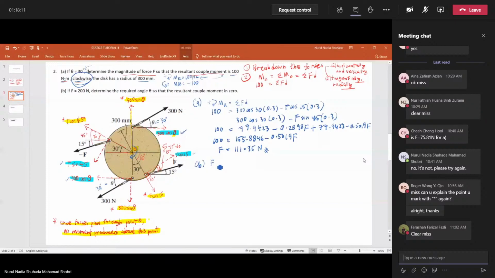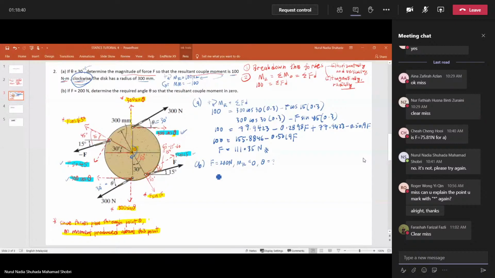And then resultant moment now is 0, no longer 100 Newton meter. So with these two conditions, it wants us to find the value of theta. The theta which is here. So this one, you guys can just use the same formula up here and substitute the value.